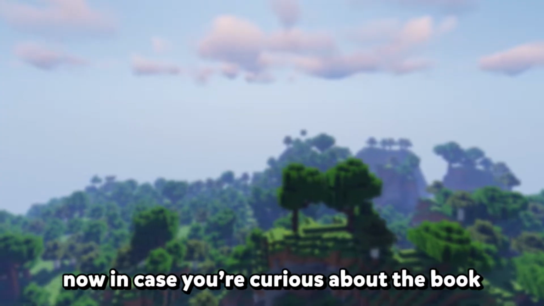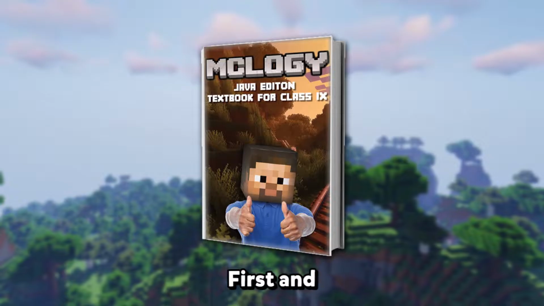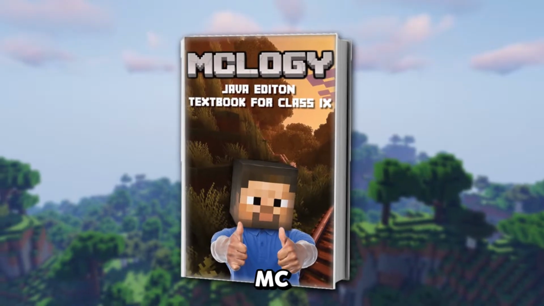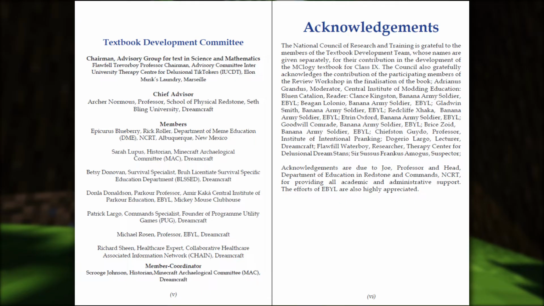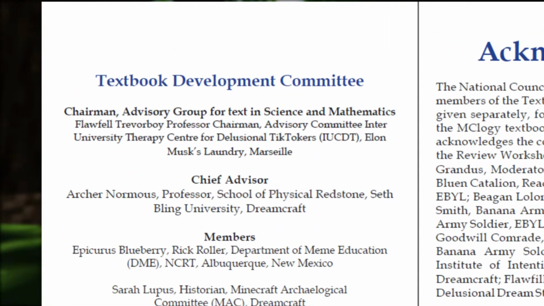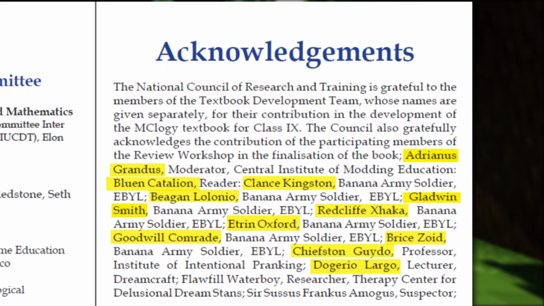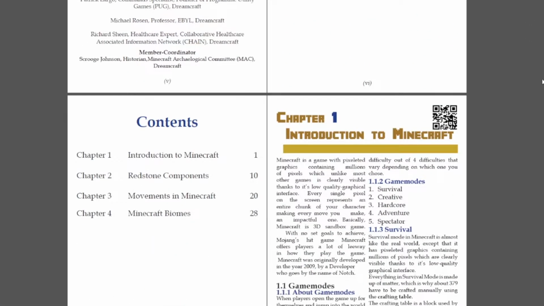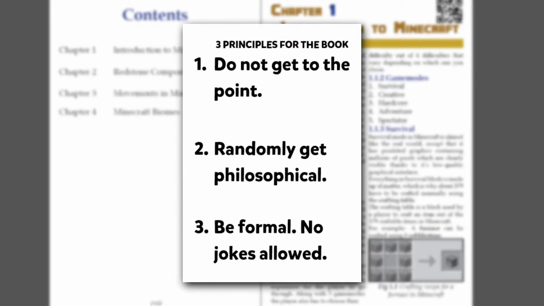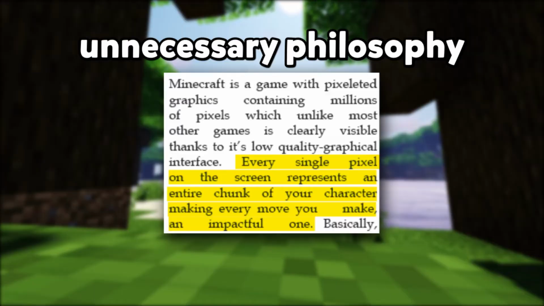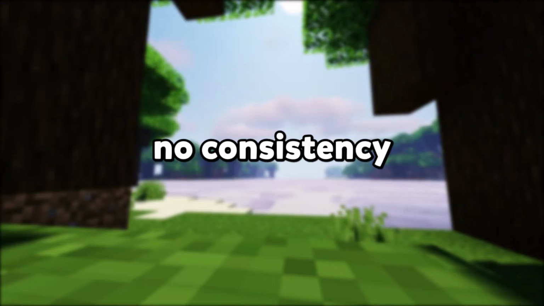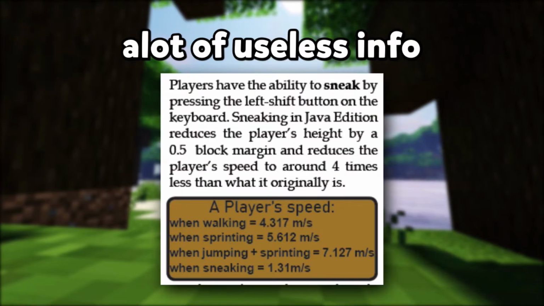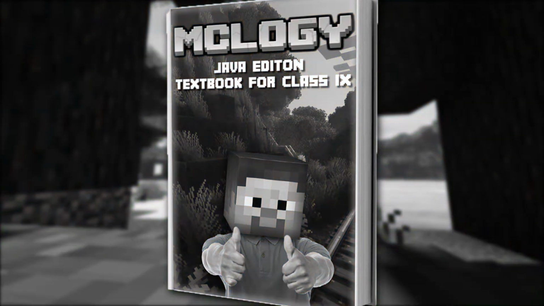Now, in case you're curious about the book, here's a small summary of the first and hopefully last ever MC-ology textbook. It starts off with the credits, which are basically a bunch of fake names, addresses, and positions. And if you're one of my friends, then your name is probably somewhere here. Try to find it if you can. The actual book starts after the credits, almost like a pre-credit scene, if those exist. I think all the 3 principles that were earlier listed have also been followed. Unnecessary philosophy, no jokes, no consistency, and a lot of useless info. The perfect textbook, in my opinion, at least.